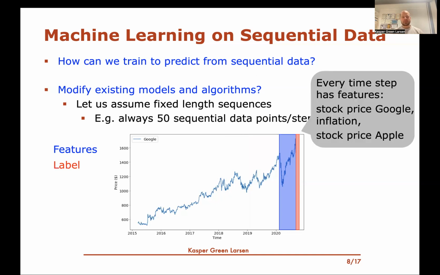Okay, so if we have this historic data already that's sequential, maybe we've gathered a bunch of information about every single time step. Maybe it's not just the price of the Google stocks, which is one feature. Maybe it's also the inflation. Maybe it's the stock price of Apple, and anything that we have measured that we think might influence the stock price of Google tomorrow. So we have a bunch of features, and we have measured all these features for every time step. The label we're trying to predict again is the stock price tomorrow in this example. And it could be any type of information that we should predict based on the time steps, the sequence, that we've seen so far.